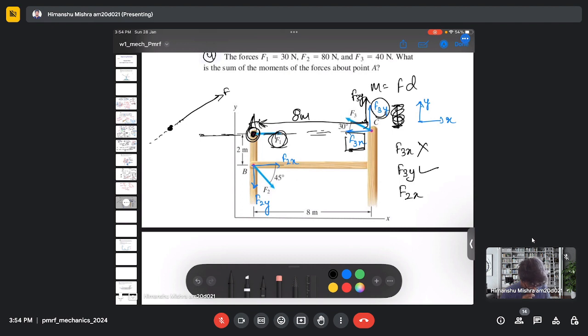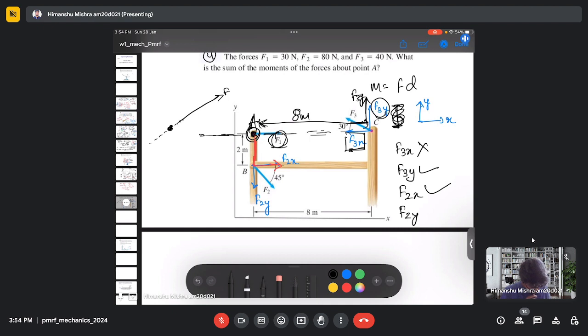Now similarly, for F2x, my perpendicular distance is given by this, which is 2 meters, and this is my F2x. And therefore the F2x will create a movement around point A. So again F2x will be there, and it will create a movement about point A.